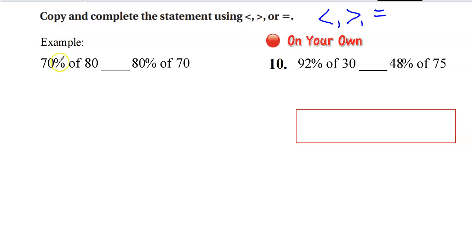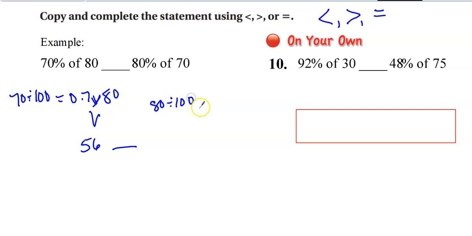If I'm trying to figure out what 70% of 80 is, I take the 70 and divide by 100 and I get 0.7. Of means times, and there's my 80. So I'm multiplying 80 times 0.7, and I get 56. Then I'm going to compare it to 80% of 70. I take 80, divide by 100, and it equals 0.8, and then I multiply by 70. Maybe you see the pattern that the numbers appear to be the same. I get 56 on both sides, and those are equal to each other. So pause the video and try this next OYO on your own, number 10.